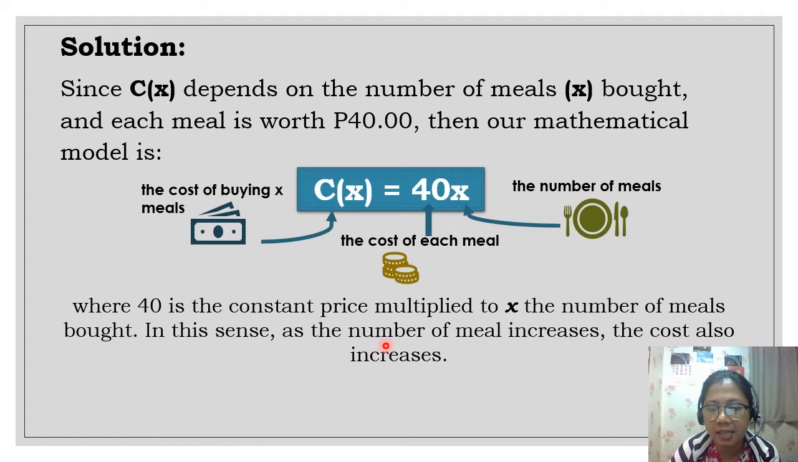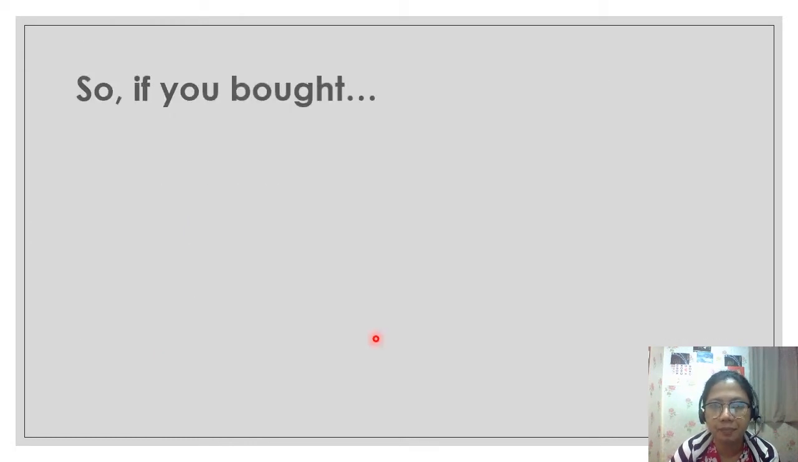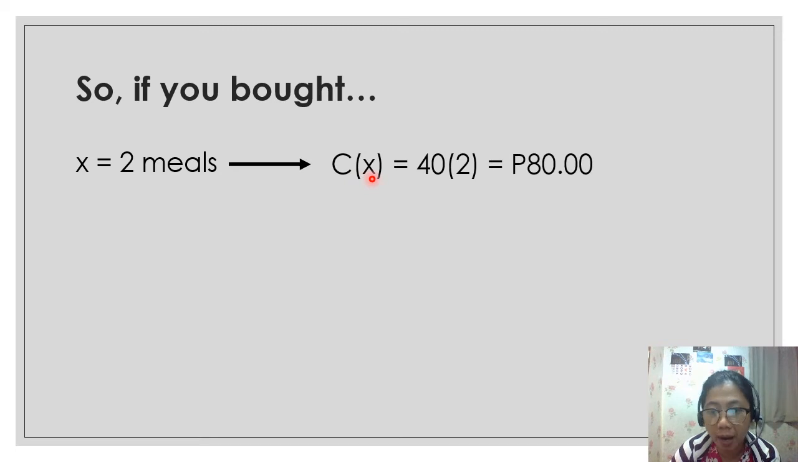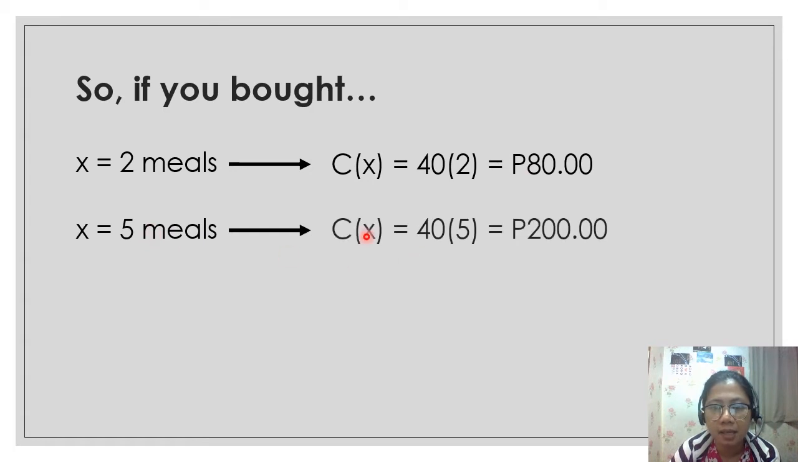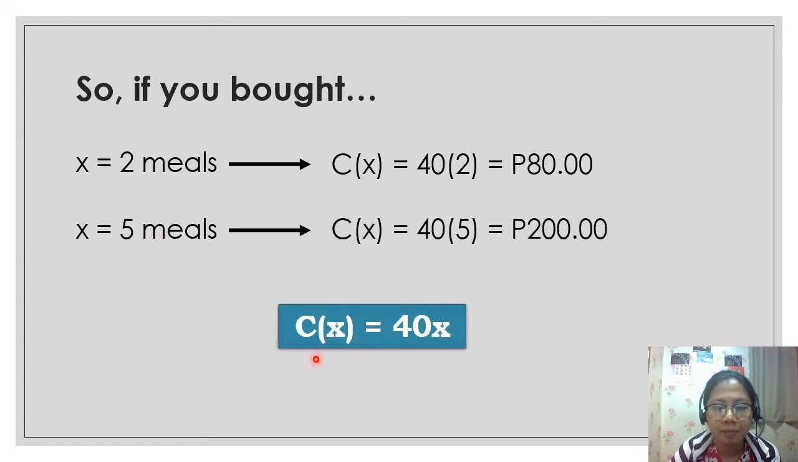In this sense, as the number of meals increases, the cost also increases. So if you bought 2 meals, which is x equals 2 meals, then the cost of buying these 2 meals is 40 times 2, which is equal to 80 pesos. You will pay 80 pesos for buying 2 meals. And if you bought 5 meals, then the price you will pay is 200 pesos. Hence, c of x is equal to 40x is the mathematical model.